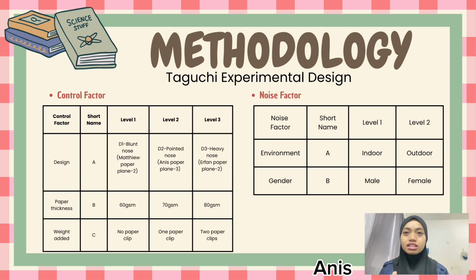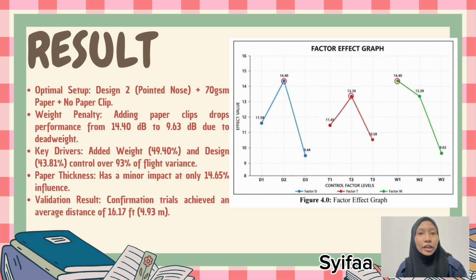After selecting the 3 best designs, we planned the experiment using the Taguchi method. We considered 3 control factors, which were the paper plane design, paper thickness, and added weight using paper clips. Each factor consists of 3 levels. We also included 2 noise factors, which were the testing environment, either indoor or outdoor, and the thrower gender, either male or female. For our project, we optimized paper plane flight distance using a Taguchi L9 orthogonal array evaluating design, paper thickness, and added weight.